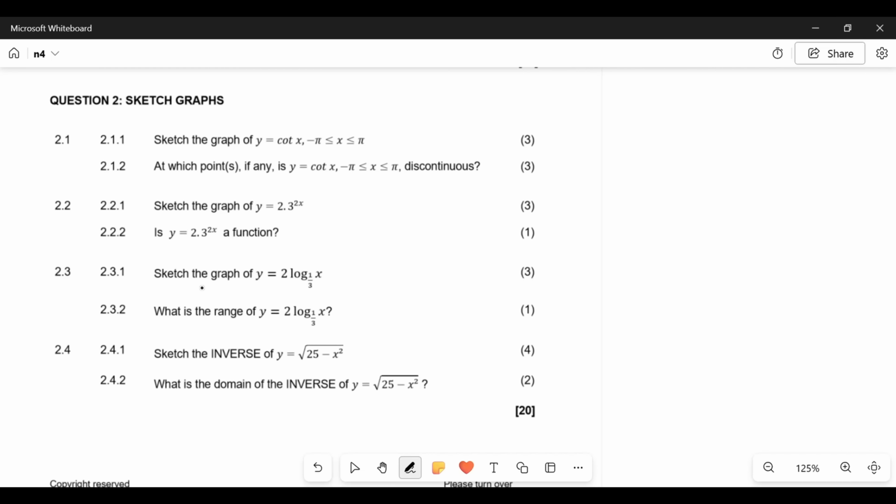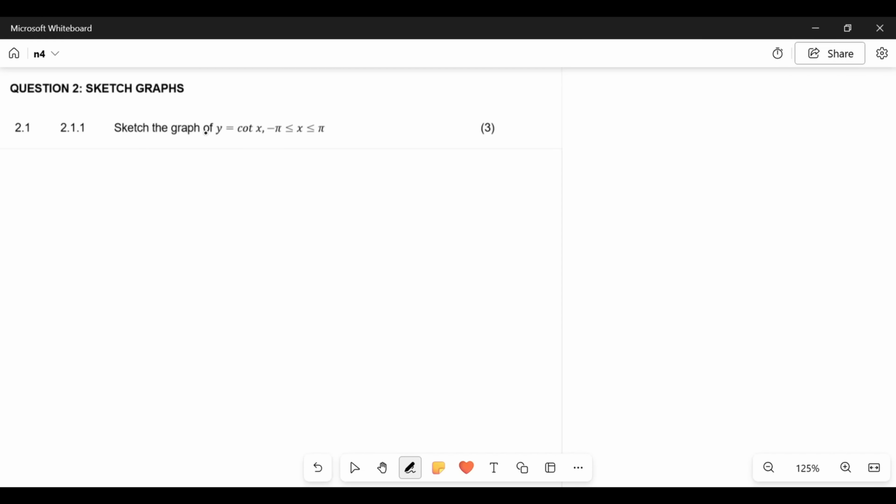Here is our question 2.1.1. The question here, they want us to sketch the graph of y equals cot x, and then they give us the restriction. It goes like this: x cannot be equal to or greater than negative pi, and also x cannot be equal to or less than pi. So that is our restriction.